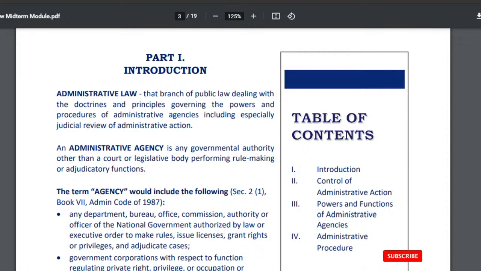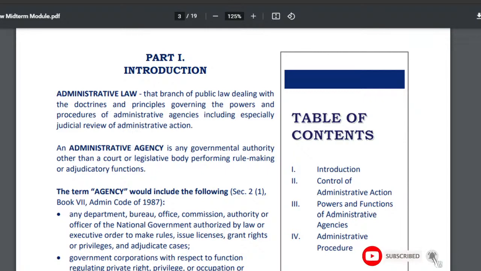So let's start. Part 1 or chapter 1 is on introduction. I have already mentioned to my students about this one, administrative law. Administrative law is defined as that branch of public law dealing with the doctrines and principles governing the powers and procedures of administrative agencies, including especially judicial review of administrative action.